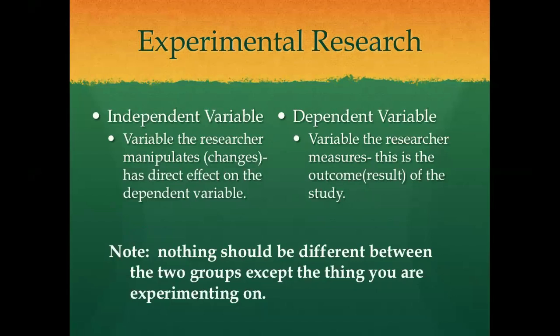What is the dependent variable? The dependent variable is the variable that the researcher measures. This variable is the outcome or the result of the study. You should note that nothing should be different between the two groups except the things that you're experimenting on. So basically, understanding experimental research, you must understand that the independent variable influences change in the dependent variable.